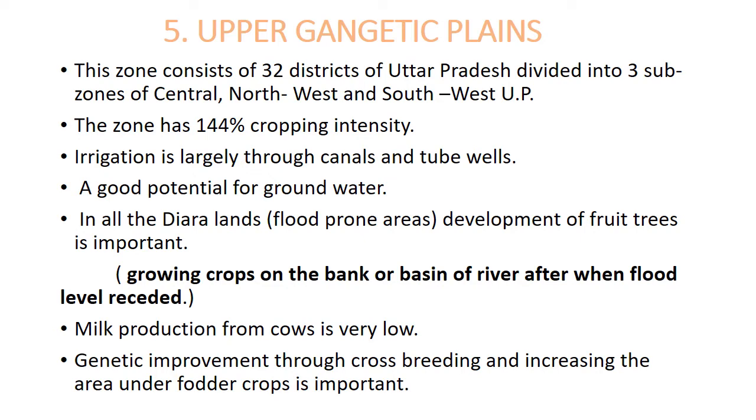In all diara lands, development of fruit trees is important. Here, diara lands means growing of crops on the bank or basin of a river after the flood level has receded. Milk production from the cows is very low. Genetic improvement through crossbreeding and increasing the area under fodder crops is very important.